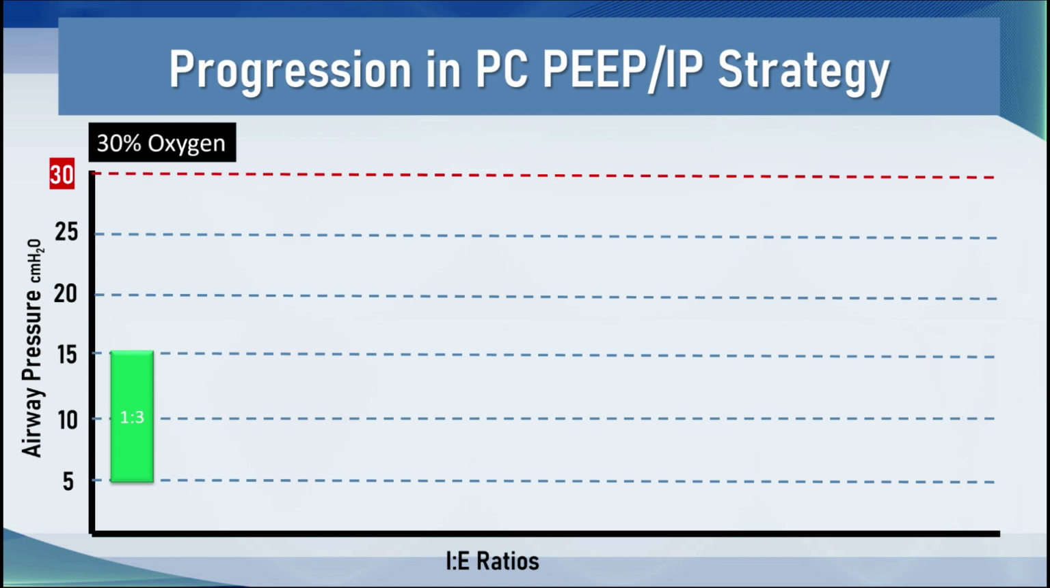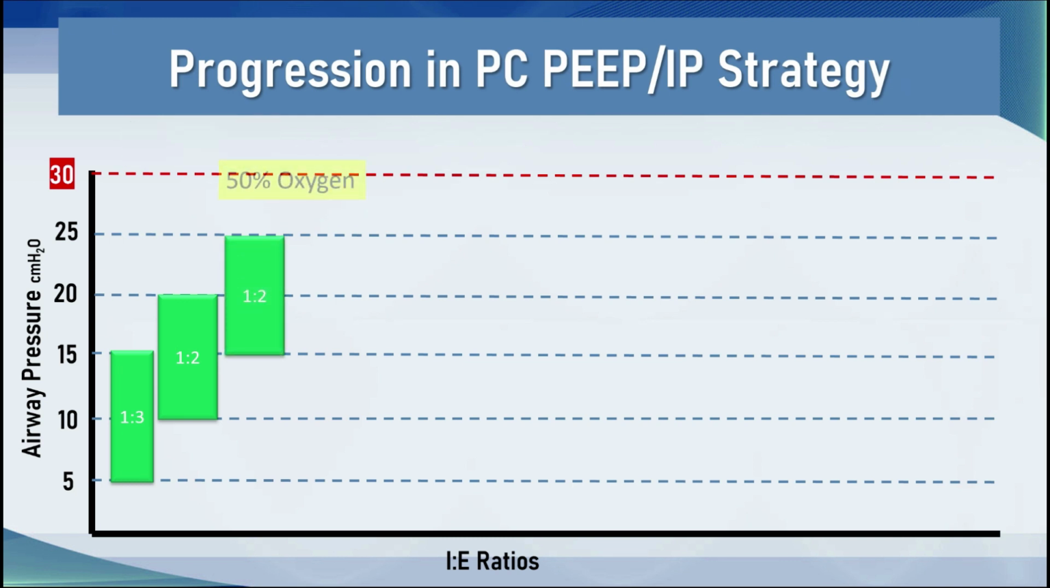Then as she becomes a little bit more hypoxemic, requiring 40% oxygen, we push the PEEP up to 10 centimeters of water, the tidal volume remains the same. And so as a consequence of that, the driving pressure is the same. And what we have now is a 1:2 I/E ratio to increase the mean airway pressure.